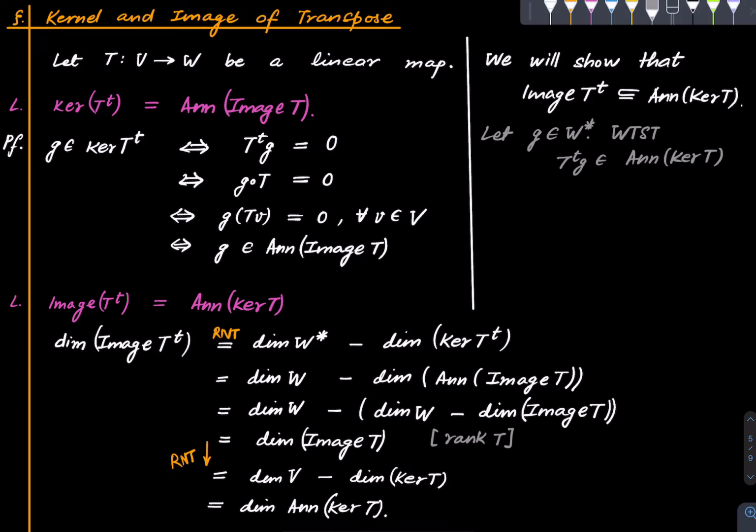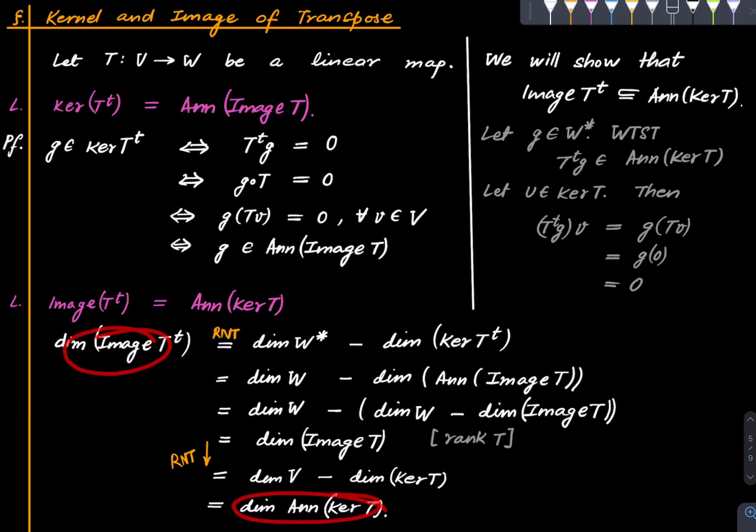Right, but that's very clear, because to do this, let V be in the kernel of T, then T transpose G of V is equal to G of TV, which is equal to G of 0, which is equal to 0. So that's it. This is all that we wanted to do, and that proves that image T is contained in that. We already showed that the dimensions matched, and hence they are equal.